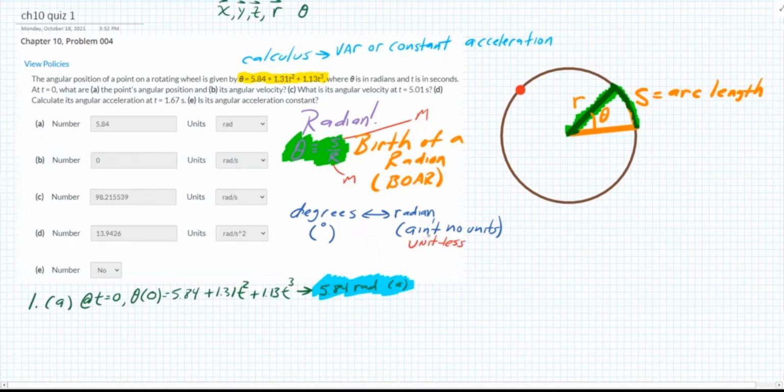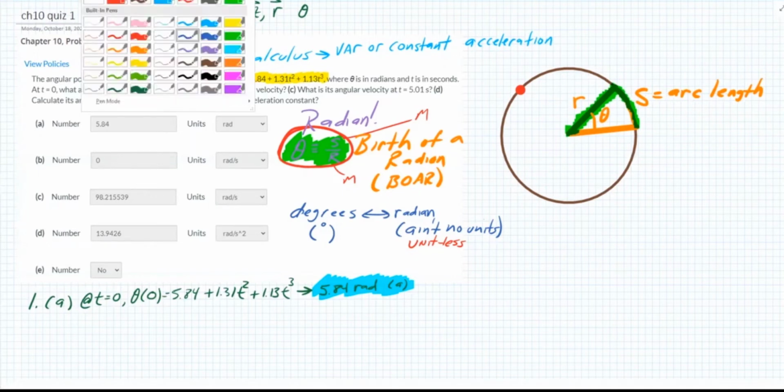A lot of the stuff in physics and engineering is based on radians, based on this relationship right here. So I'm spending a lot of time on it, even though I covered this in the lecture video, because I think this is a fundamental, important introduction. Let's do part B. At time equals 0, what's the velocity?